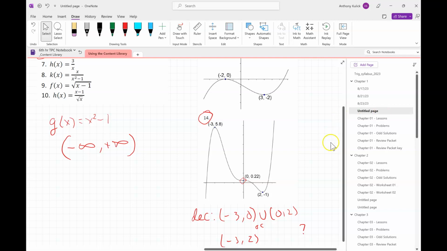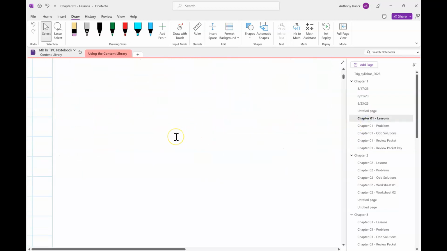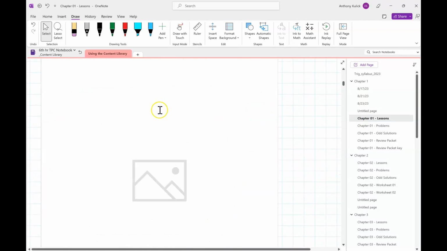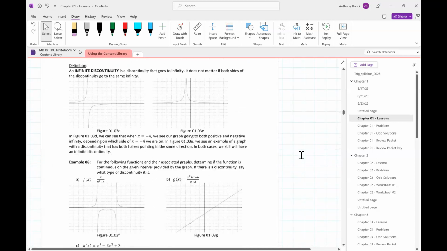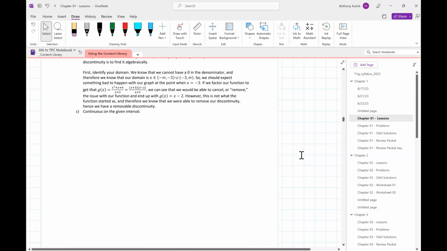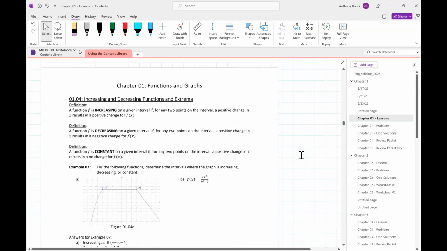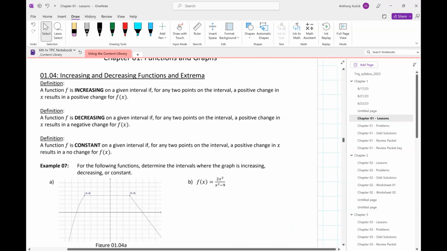So I'm going to go back and look at the very specific mathematical definition for what decreasing means, because this is a place where I'm going to need the precise definition to answer this question that you're asking. I could tell you the answer, but I want to show you why this is the answer. Okay, so it says f is decreasing on a given interval if for any 2 points on the interval, a positive change in x results in a negative change for f of x.